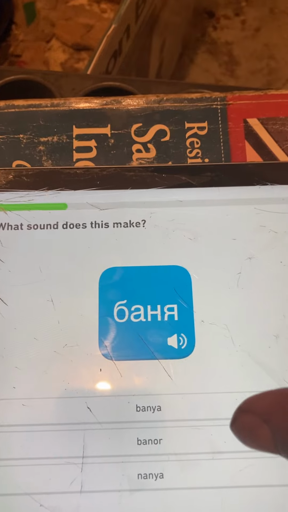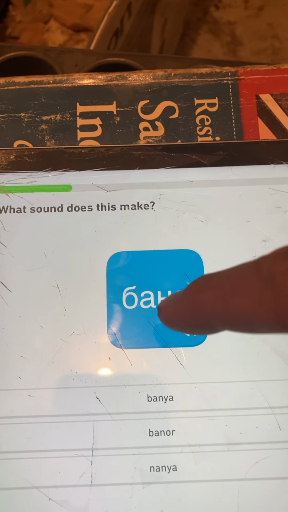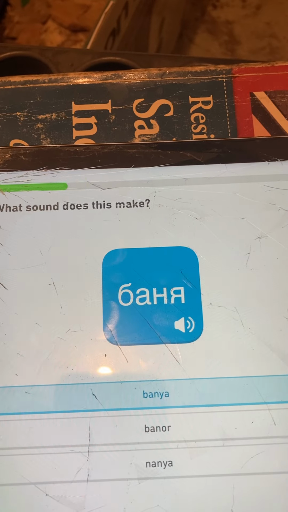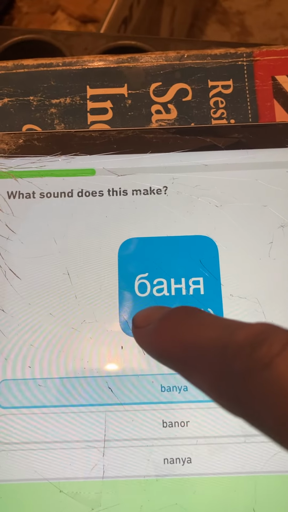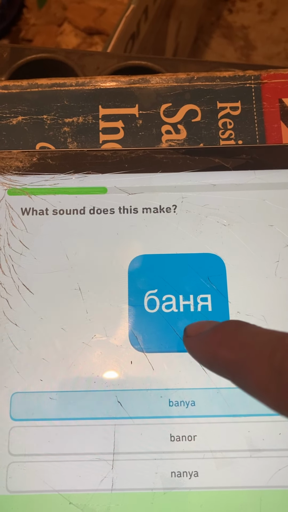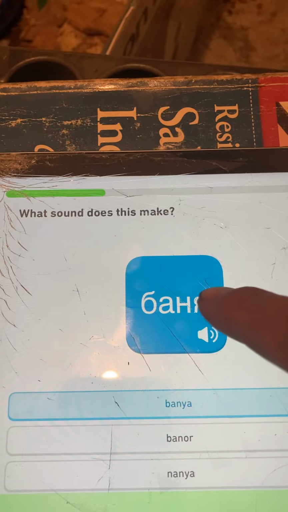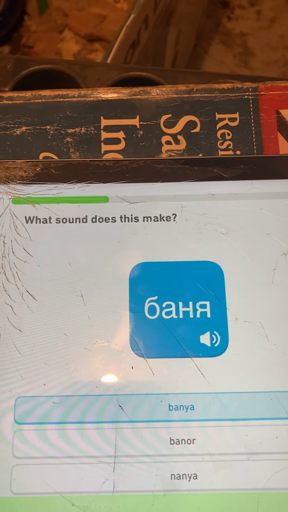Banya. Nice. The 6 is a B. The A is an A. The H is an N. And the backwards R is a ya. Banya.